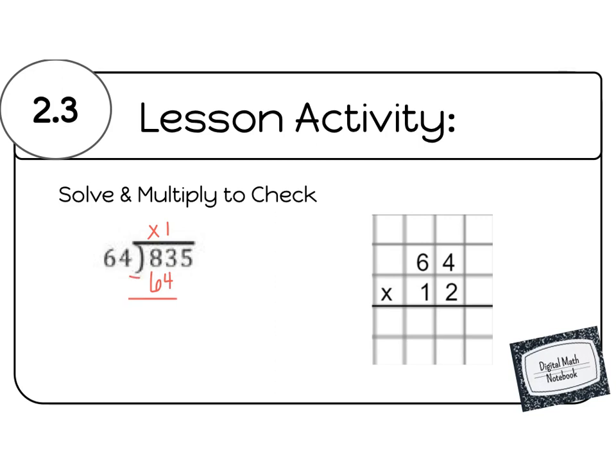If we have 3, we can't take away 4, so we borrow. This becomes a 7, and now we have 13. 13 minus 4 is 9, and 7 minus 6 is 1, so we're left over with 19. Then we bring down the 5.